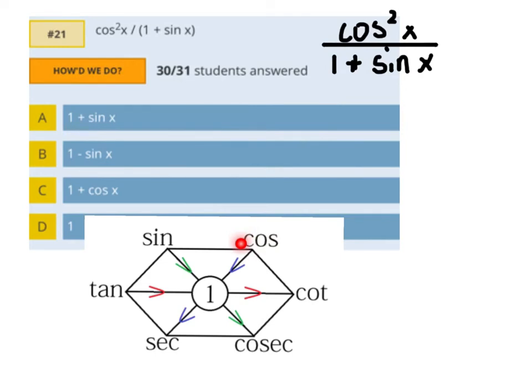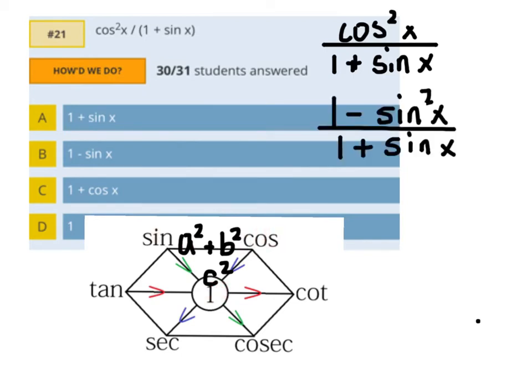Okay, so cosine is like your b squared term there. So to get this term, we could do c squared minus a squared to get the b squared. So I'm going to do 1 squared, which is 1, minus sine squared, and replace that. Okay, so see what I did? I just left the bottom the same and replaced the top. 1 minus sine squared to get cosine squared.